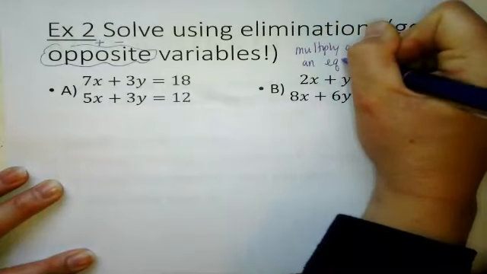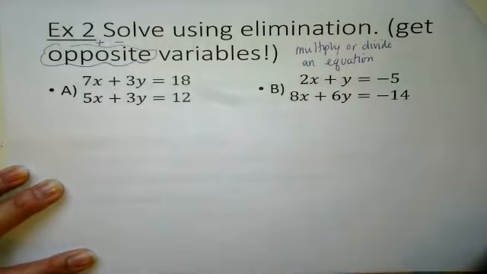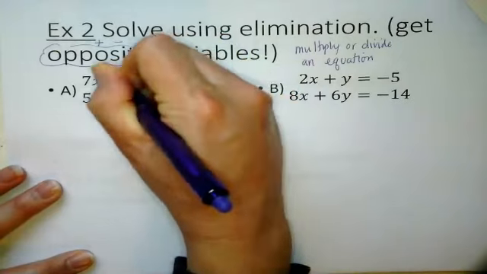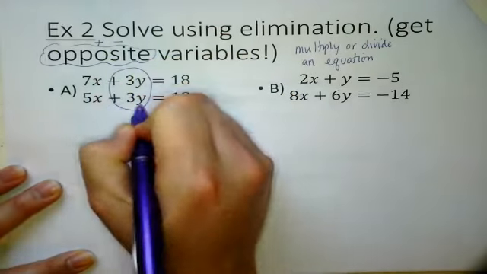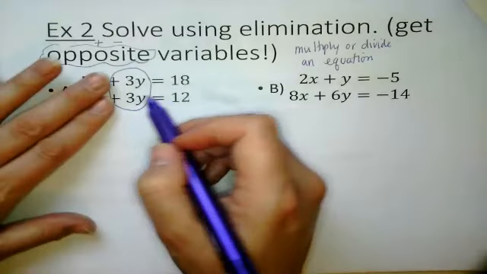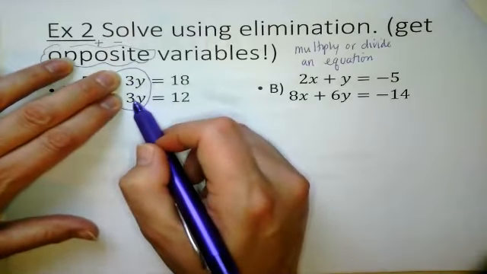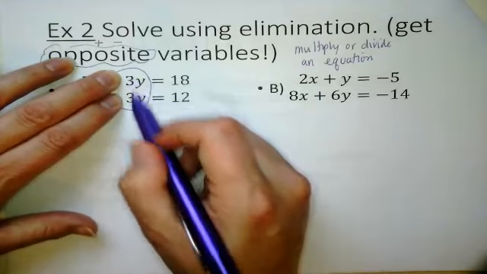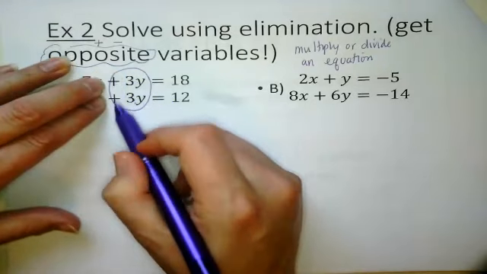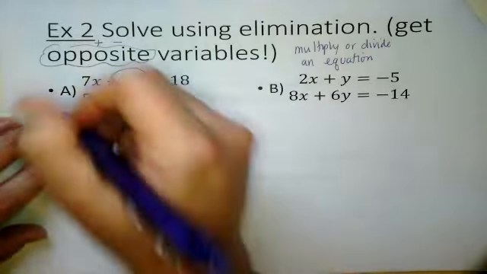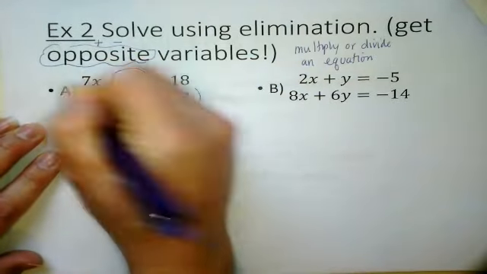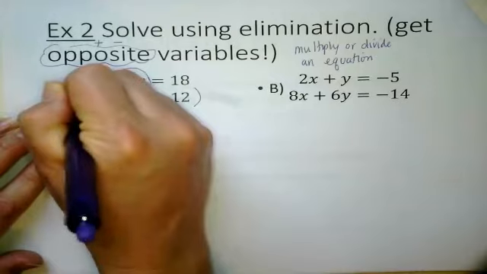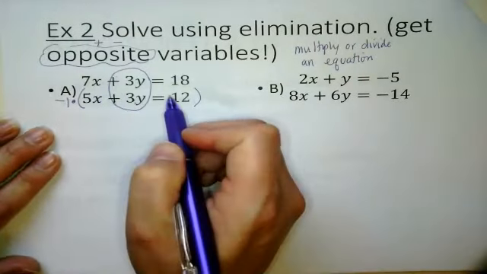Multiplying or dividing an equation by anything you want. You can multiply it by any number you want as long as you multiply every single term. So I'm looking at these y's, and I have a positive 3y and a positive 3y. Those variables match. They have the same number in front. Check. That's one thing I want. I want those coefficients to match, but I need them to have opposite signs. So I'm going to go ahead and multiply this bottom equation by a negative 1.